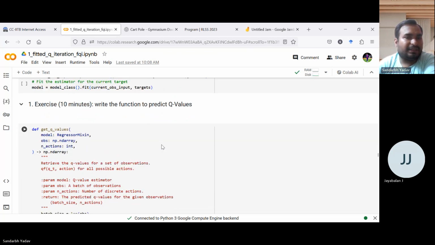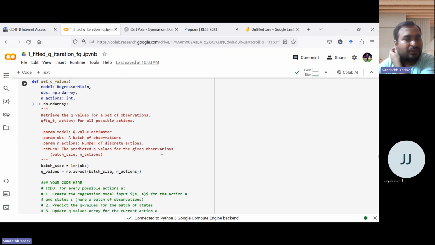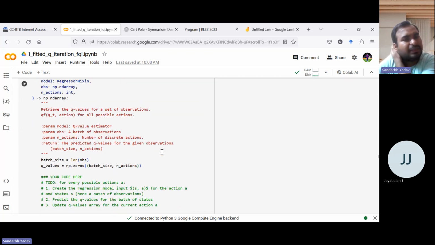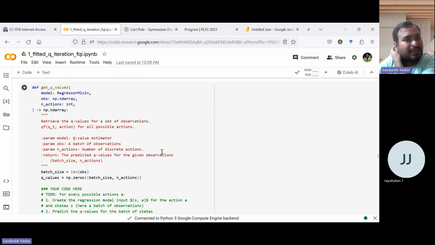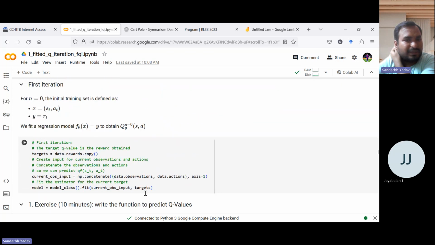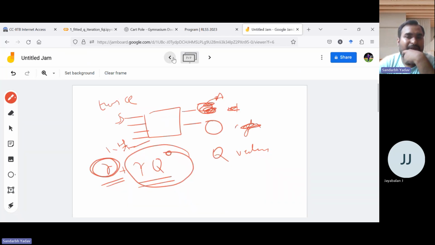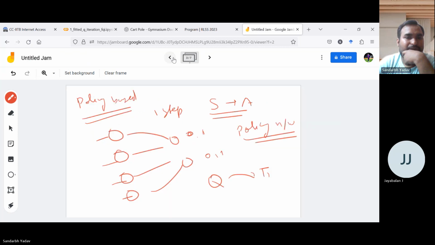Now after fitting, you need to write the function to predict the Q values. This function basically takes the trained model as the input, along with an observation. It's simply a utility function. What you want to do is use this trained model to generate, remember, this fitted Q equation.